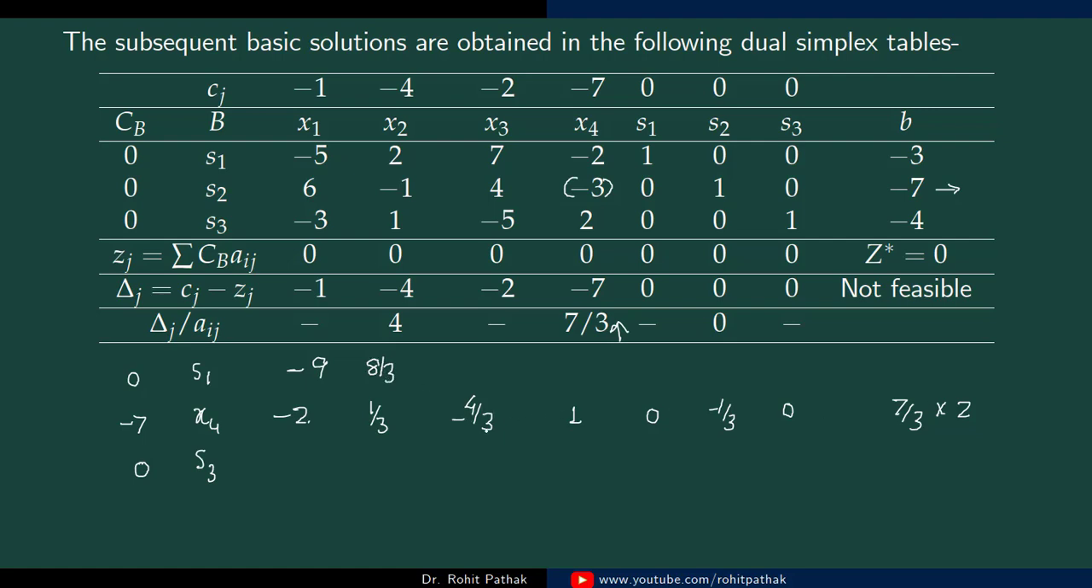Then 2 into minus 4 by 3 is minus 8 by 3, minus 8 by 3 plus 7 is 13 by 3. You can check. Then 2 into 1 is 2, plus minus 2 is 0. Then 2 into 0, 0, so this is 1 as it is. Then 2 into minus 1 by 3 is minus 2 by 3, so this is minus 2 by 3 here, and 0.